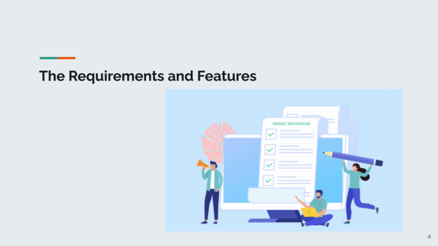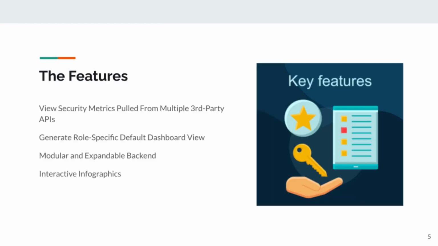Over the next few slides, we'll cover the project's requirements and features. I'll start by talking about the 4 primary features of the project, and then Cole will cover the requirements. Here are the 4 primary features we worked to implement in the last 6 months.